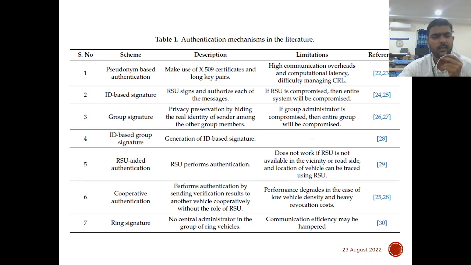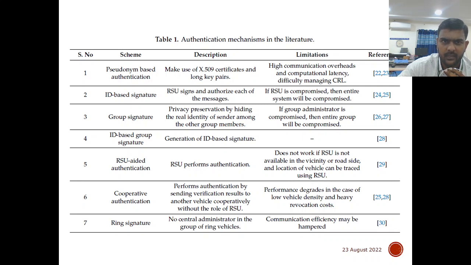One sample literature survey I have mentioned here. You can write a research literature survey in many forms. Generally, what I prefer is in the form of a table, which will give a quick idea to the readers of the research proposal. Suppose there is a scheme called pseudonym-based authentication, proposed in references 22 and 20. So what is the scheme? What are the limitations?